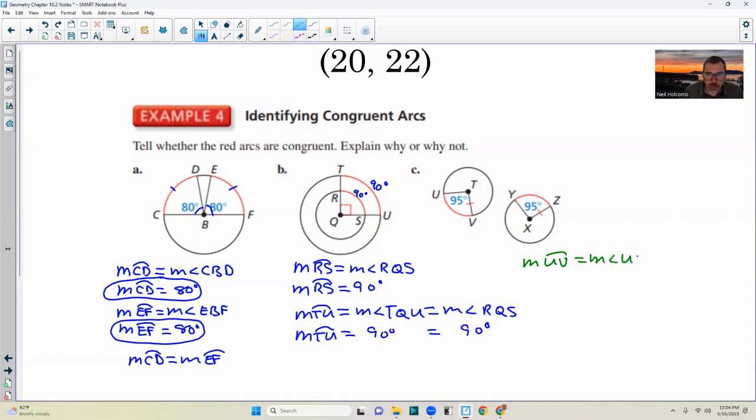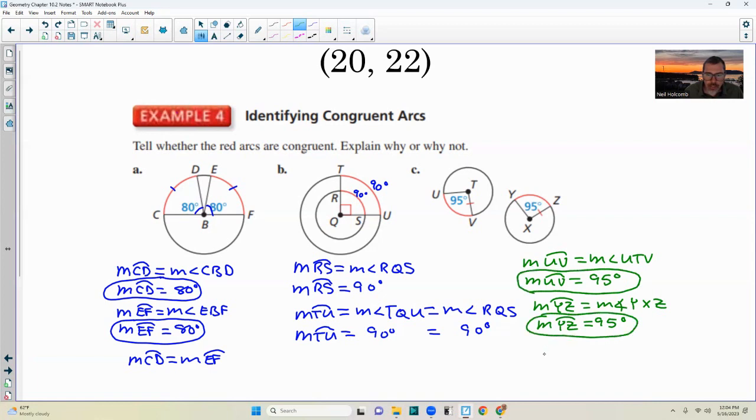And then on this one here, we have the measure of arc UV equals the measure of angle UTV. So the measure of arc UV equals UTV, which is 95 degrees. The measure of arc YZ equals the measure of angle YXZ. And the measure of arc YZ equals 95 degrees, right? So now I have arc UV, its measure is 95, and the measure of arc YZ is 95. So now I can say the measure of arc UV equals the measure of arc YZ.